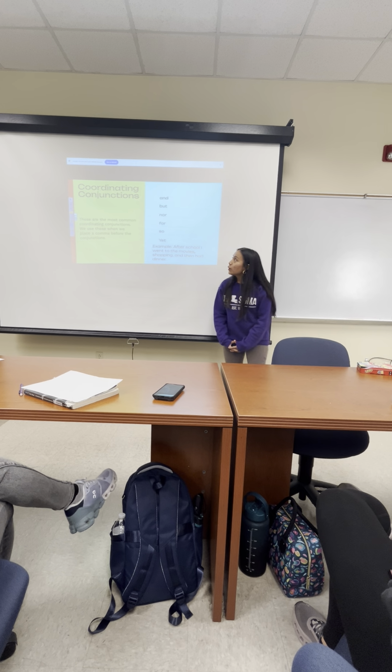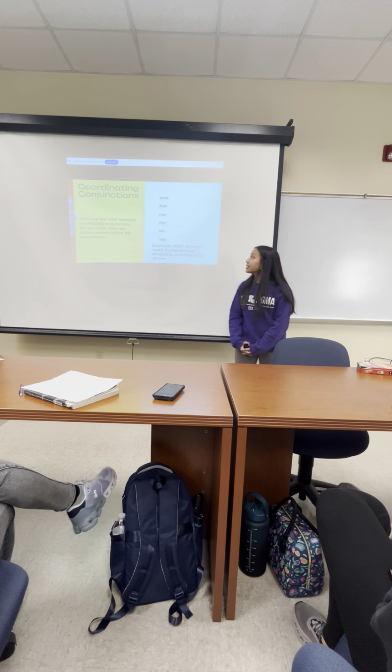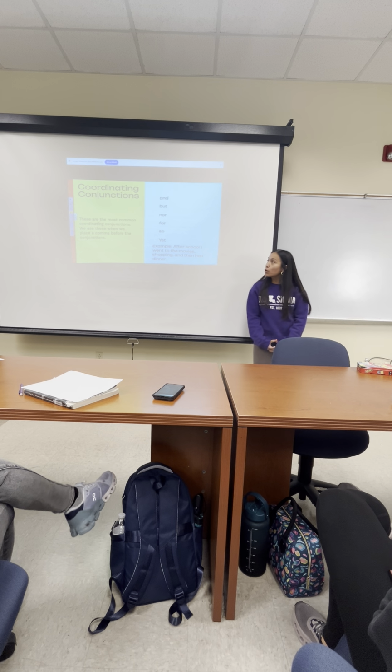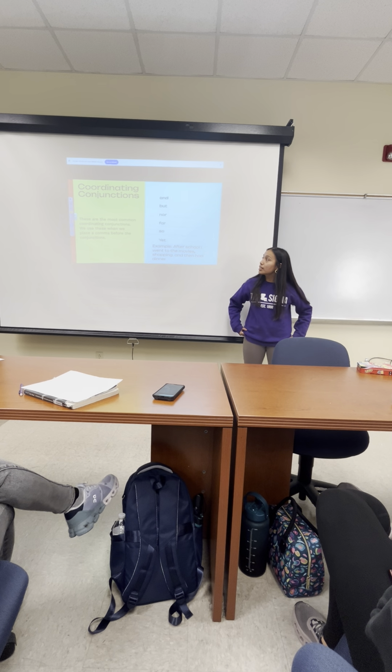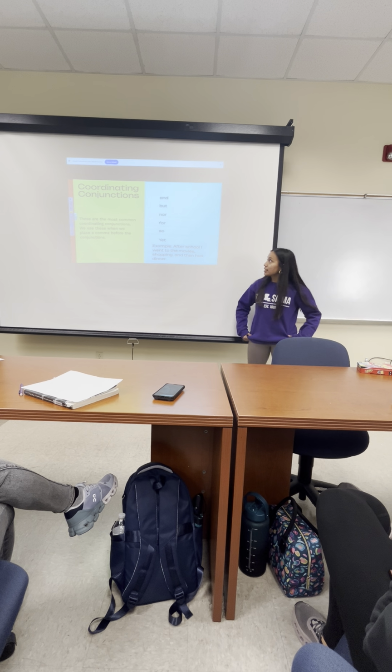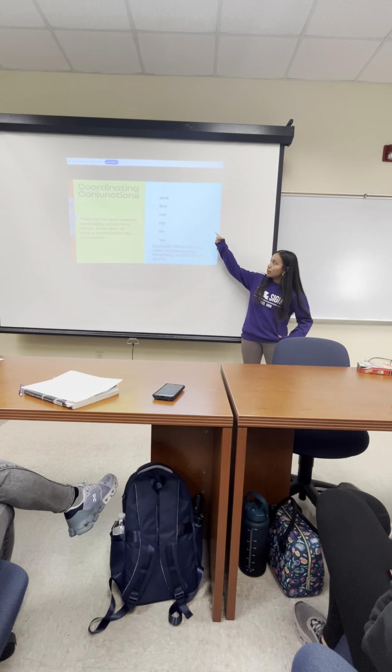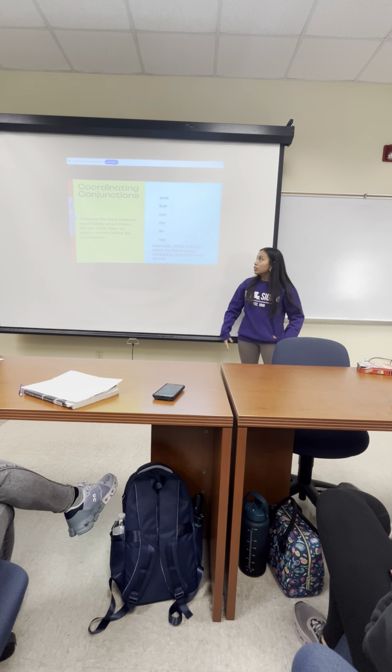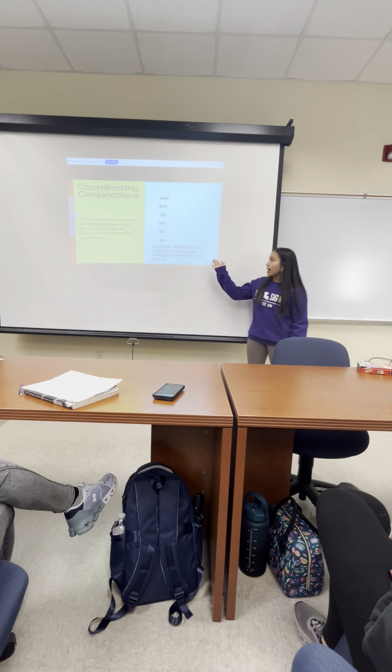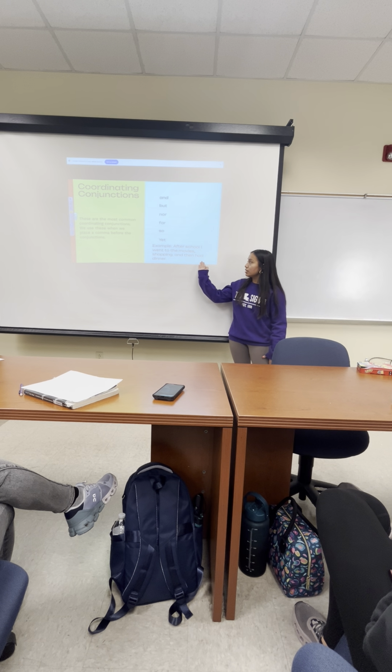Okay, we have coordinating conjunctions. These are the most common coordinating conjunctions we use when we place a comma before the conjunction: for, and, nor, but, or, yet, so. An example of this is: after school, I went to the movies, shopping, and then had dinner.